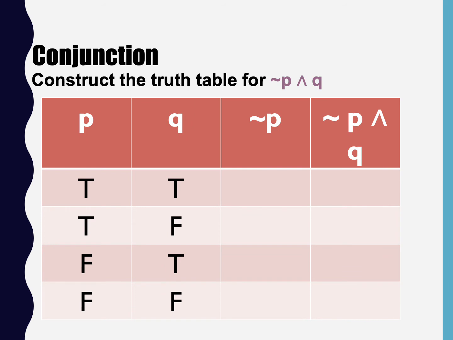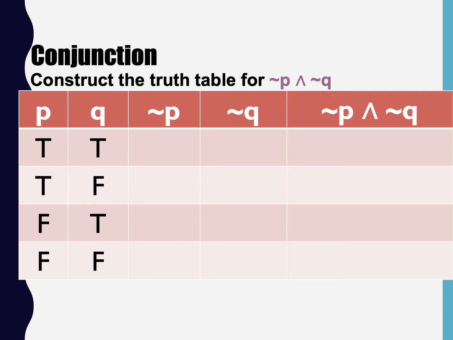Next example, construct the truth table for the conjunction of not P and Q. Since in this example you need a not P, you need to create a third column for those values. So getting the not P first, you will get these values. Now, taking the conjunction of not P and Q, by applying the conjunction rule, it will only be the third row that can be true. The rest will be false.